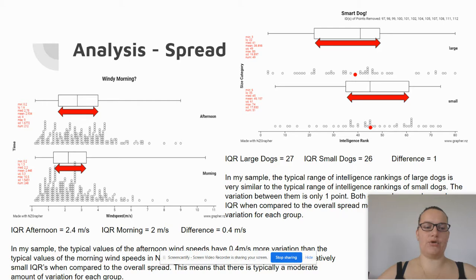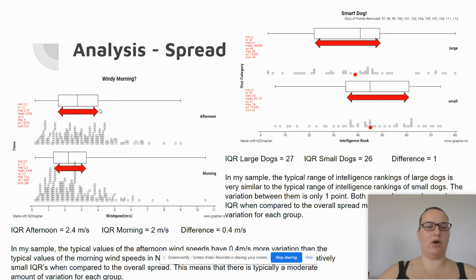Now the range is called the IQR, the interquartile range, because it looks at the two quartiles, the lower quartile and the upper quartile. So what we do in the case of these quartiles is we take the lower quartile and the upper quartile. We subtract the lower quartile from the upper quartile to give an IQR, or interquartile range.